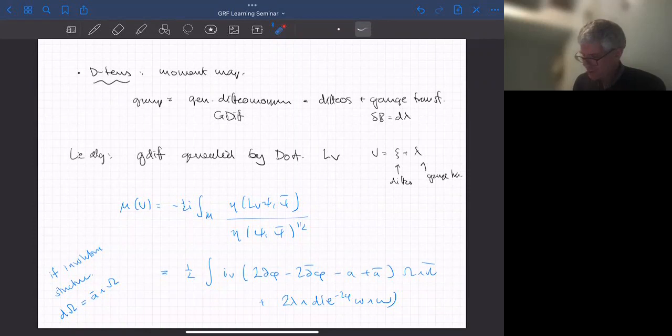So I'm assuming that I'm already on an involutive structure. You see that the moment map condition, mu equals 0, corresponds to setting d(e^{-2 phi} omega wedge omega) to 0. So this is some kind of conformally balanced condition.